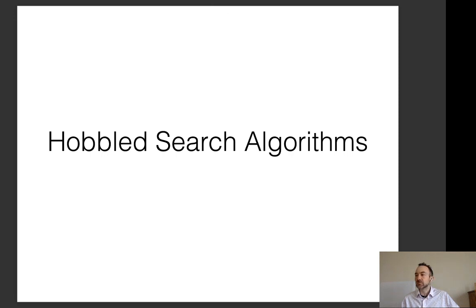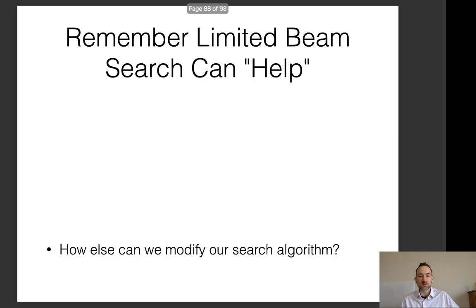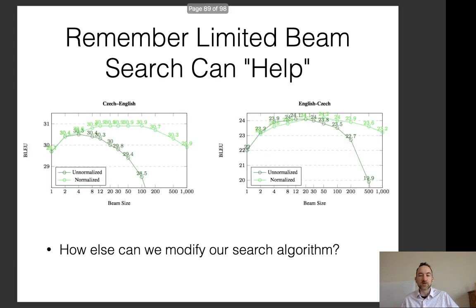Finally, I'd like to talk about search algorithms that are intentionally hobbled. They are intentionally made to make errors, and that improves the perceived accuracy of the models. If we remember, a limited beam search can help. You could actually tune the size of your beam search to get the maximally effective search algorithm. Notice the light green one here is actually using normalized beam search, so even with normalized beam search, you still end up having these problems. So this turns the size of beam search into a hyperparameter that you could be using.